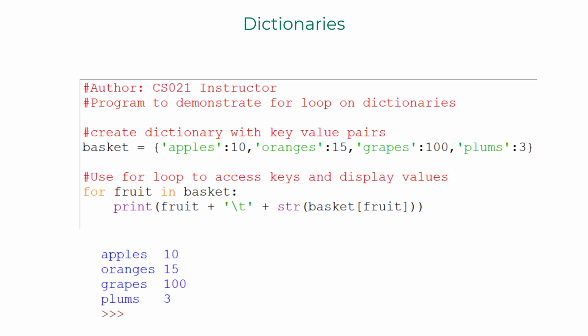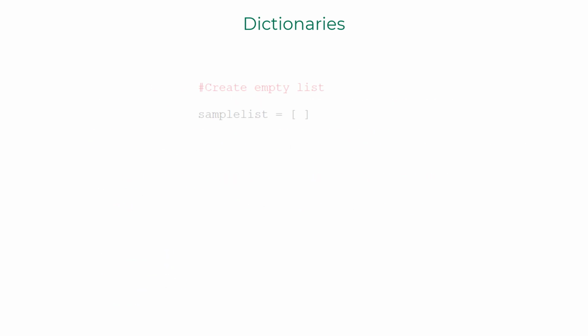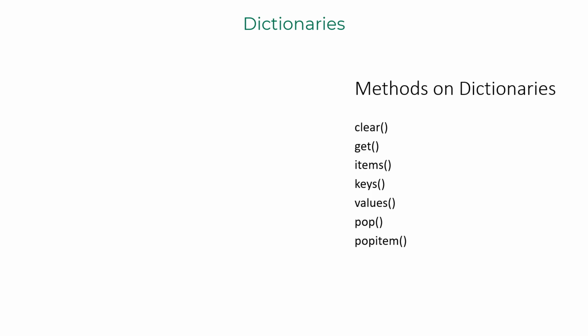Perfect. In the list chapter, we saw that an empty list can be created using empty square brackets. Similarly, an empty dictionary can be created using empty curly braces. Like lists, dictionaries have methods too. I will go over them briefly. You will have to play around with them to fully understand how they work.